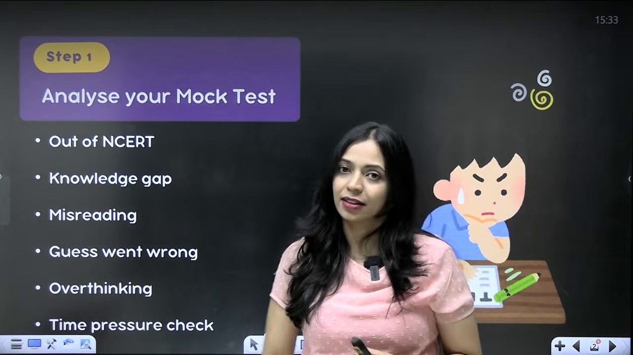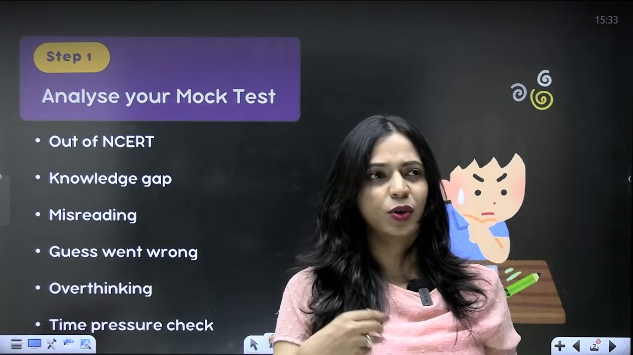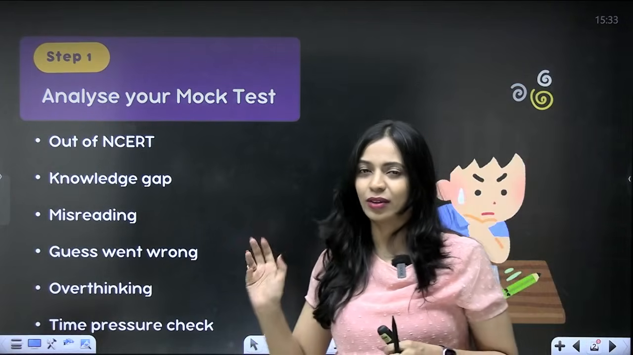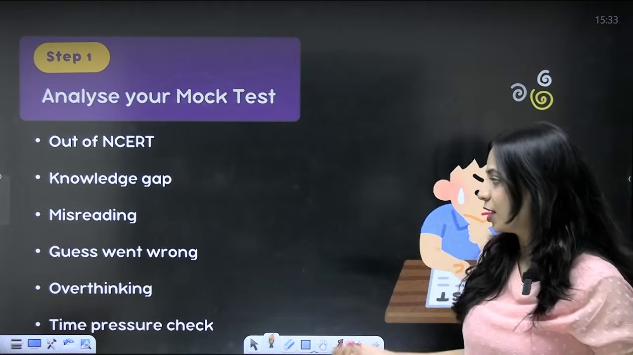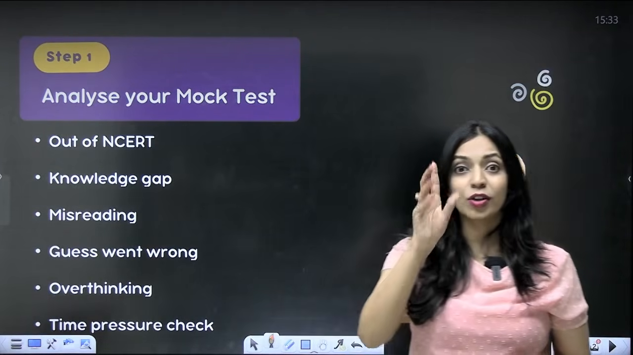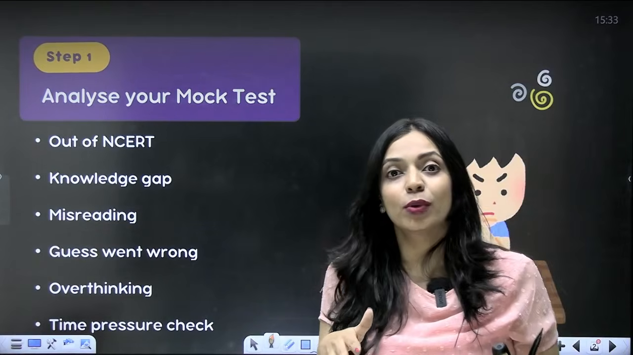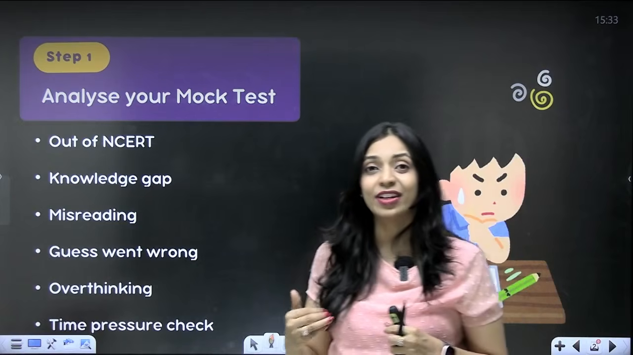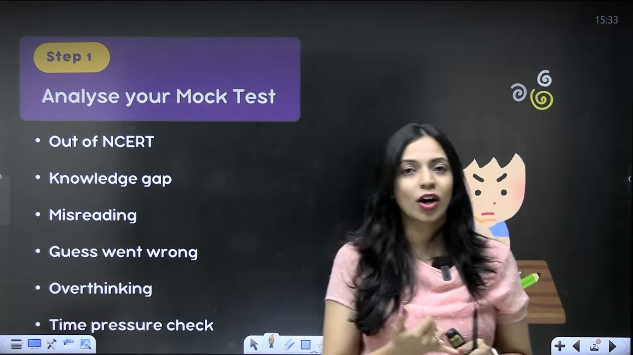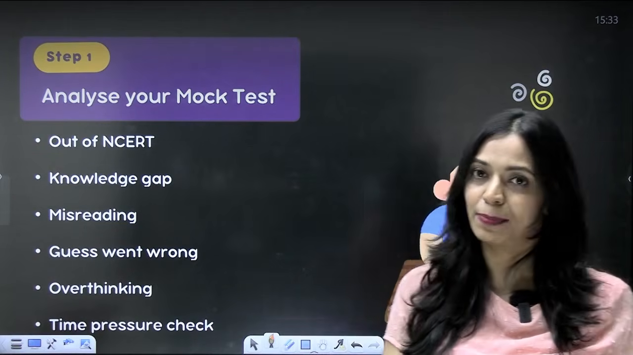Next, you could be guessing it. You're not very sure about the question. You are confused between 2 options and you're like, okay, let me take a guess, and you guessed it and you got it incorrectly answered. Okay. Overthinking. Because of overthinking, even if you know the question, you might be like, I'm not too sure about this, let me not answer this, and you might leave it unattempted, right? So you're not confident enough about your preparation.